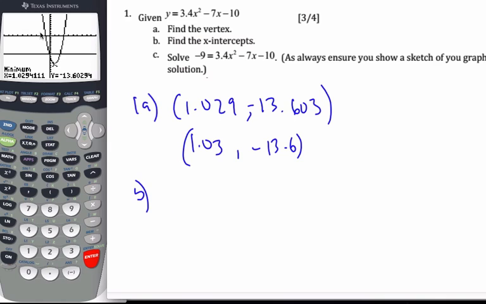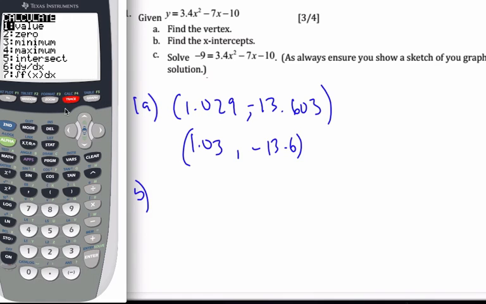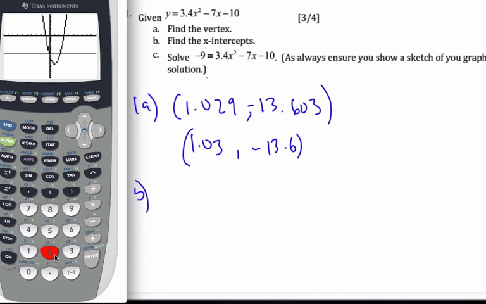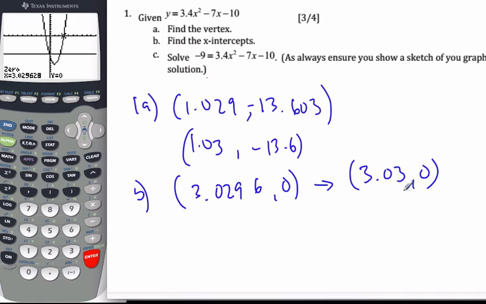Well, those are these points here where it crosses the x-axis. To do it, I'm going to use the zero function. So I hit second, calculate, which is under trace. I'm going to do zero, number 2. If I find the one on the right first, I want a left bound, which is left of it, and I'm estimating it to be about 3. So I'll put the right bound at 5. And I'm going to guess it to be 3. And my first zero is 3.0296, which to three significant figures is 3.03, comma 0.